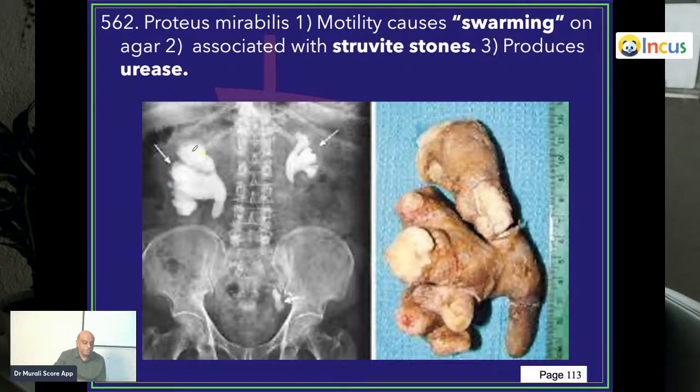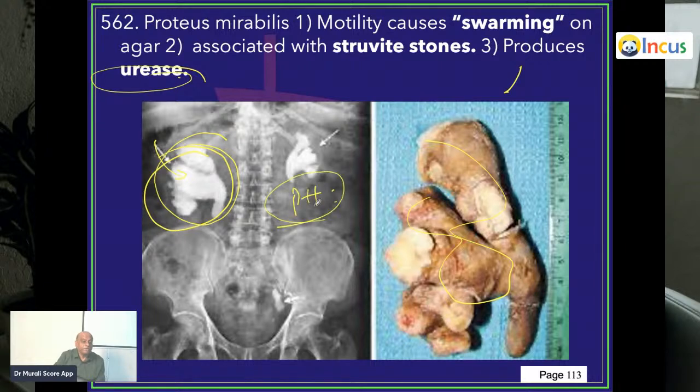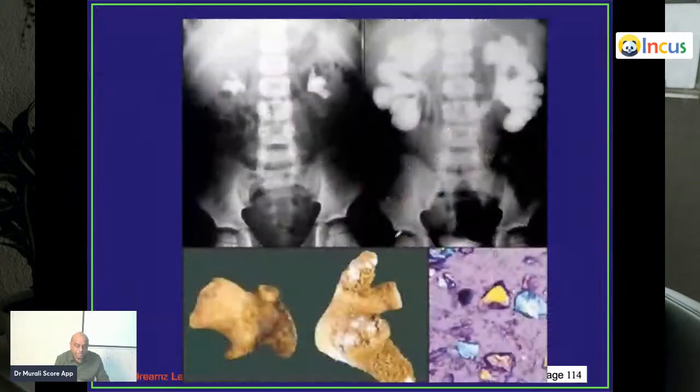And what does it lead to? Struvite stones, big stones like this. And Proteus mirabilis produces urease, just like our Helicobacter pylori, right? Very few urease producing organisms. Tomorrow the examiner is going to give you the staghorn calculi, and typically how will be the pH of Proteus mirabilis associated urine? Alkaline pH will be produced. Other stones are all produced in acidic urine, but struvite stones are produced in alkaline urine, is what you need to remember.